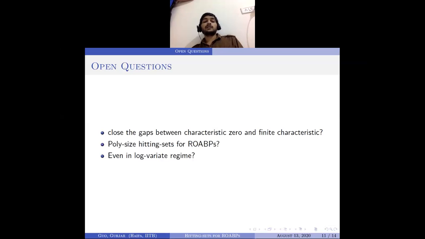I would like to point out that a polynomial size hitting set for ROABPs is also interesting because if you can get such hitting sets, maybe it can give ideas for obtaining optimal pseudorandomness for log space computation, because there is this analogy between the two, the arithmetic world and the Boolean world.